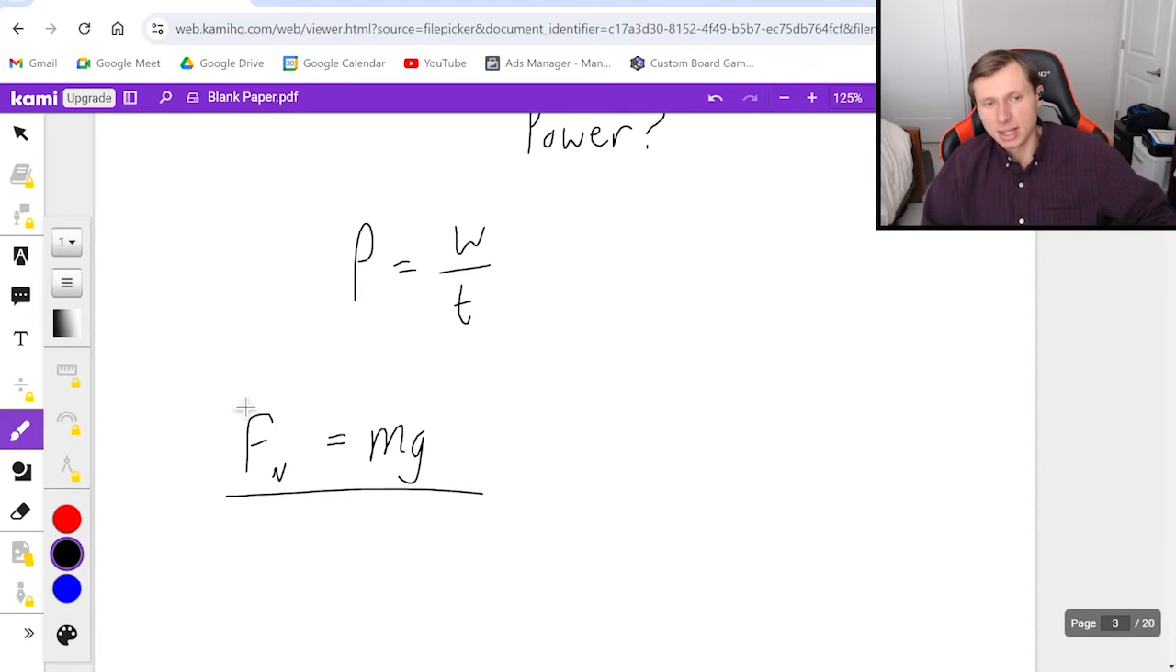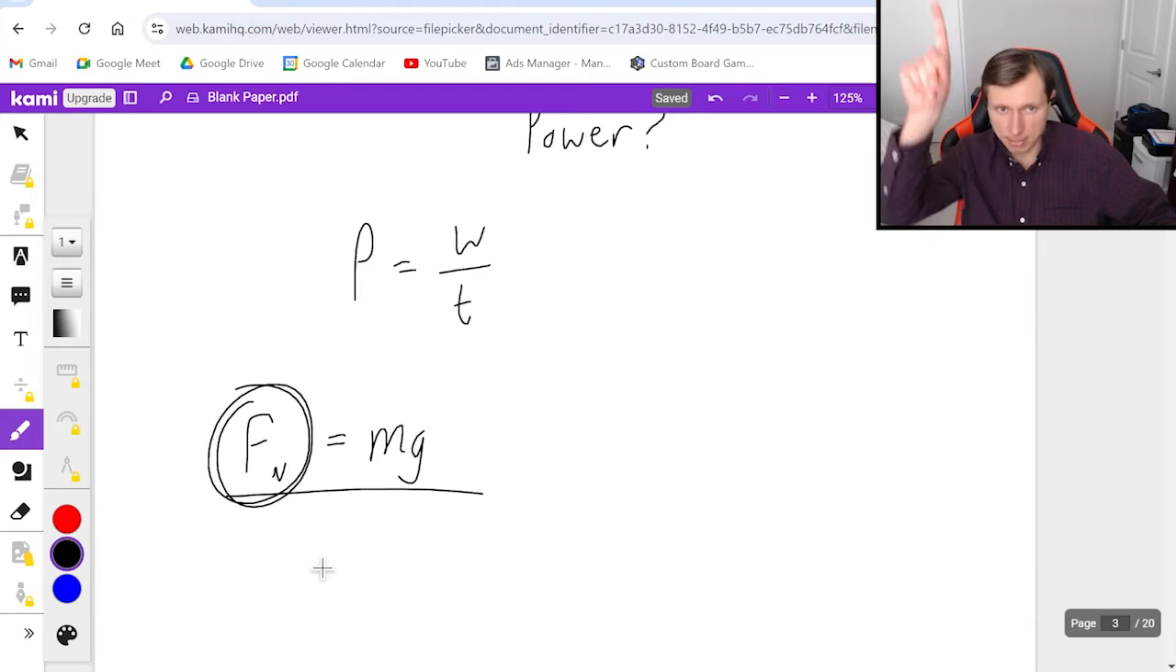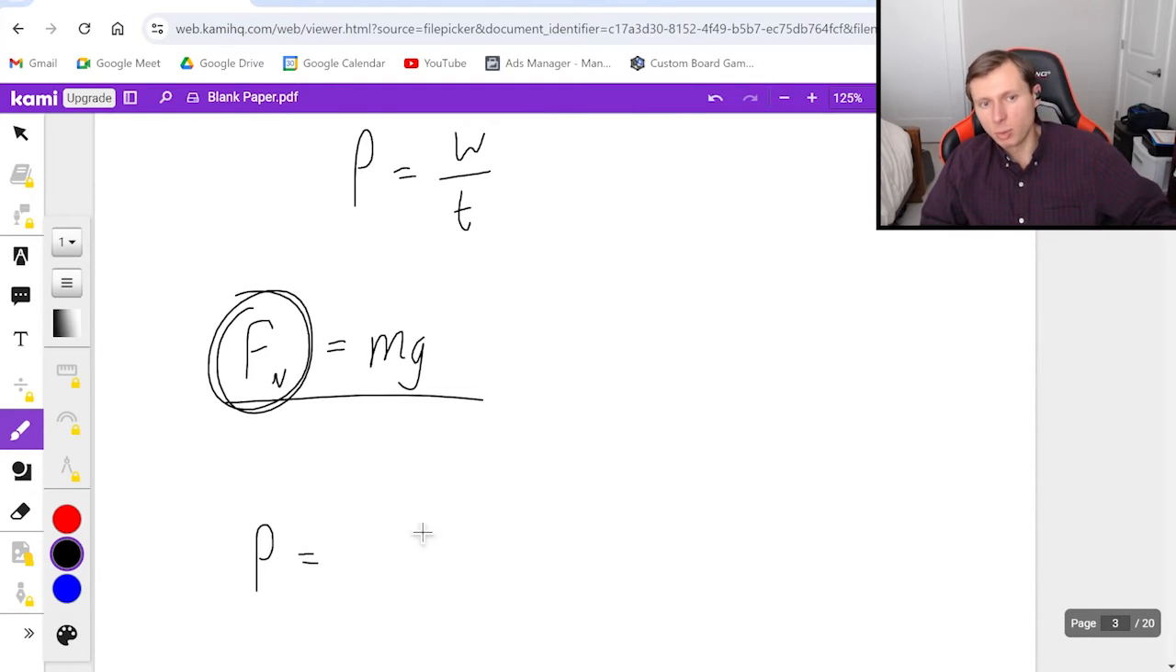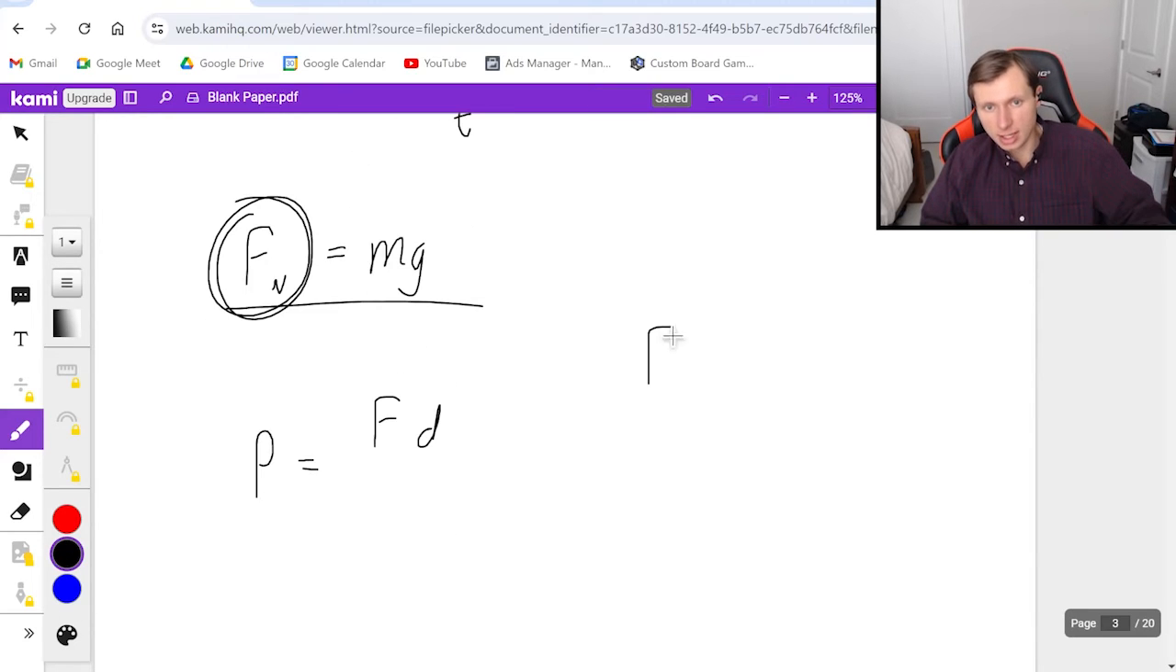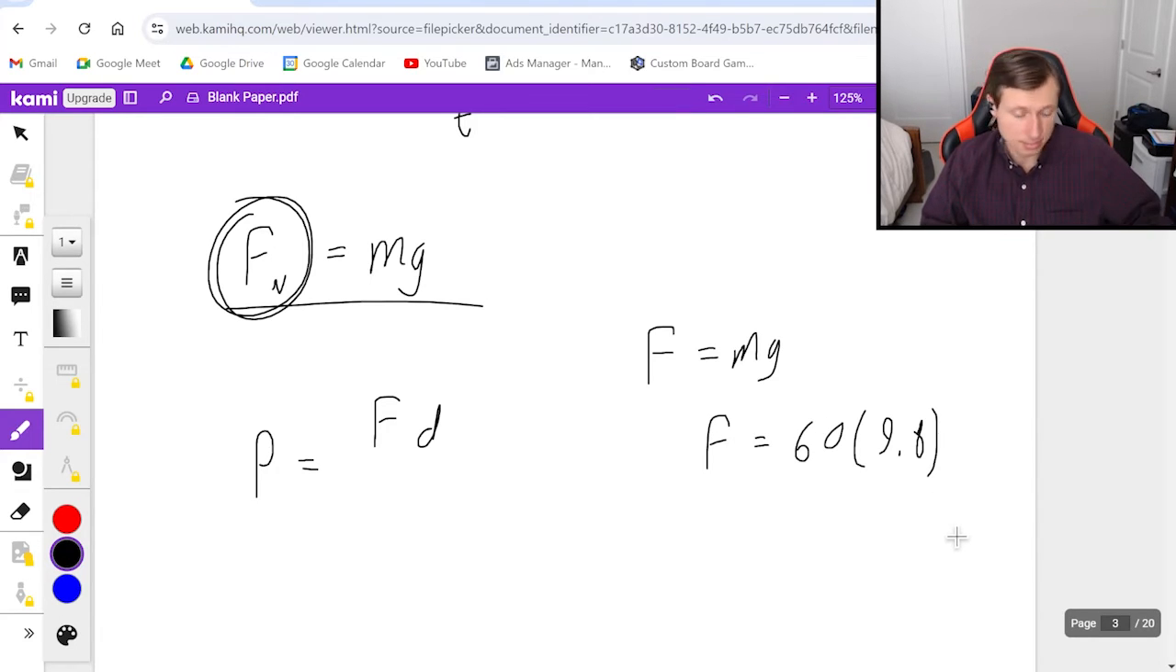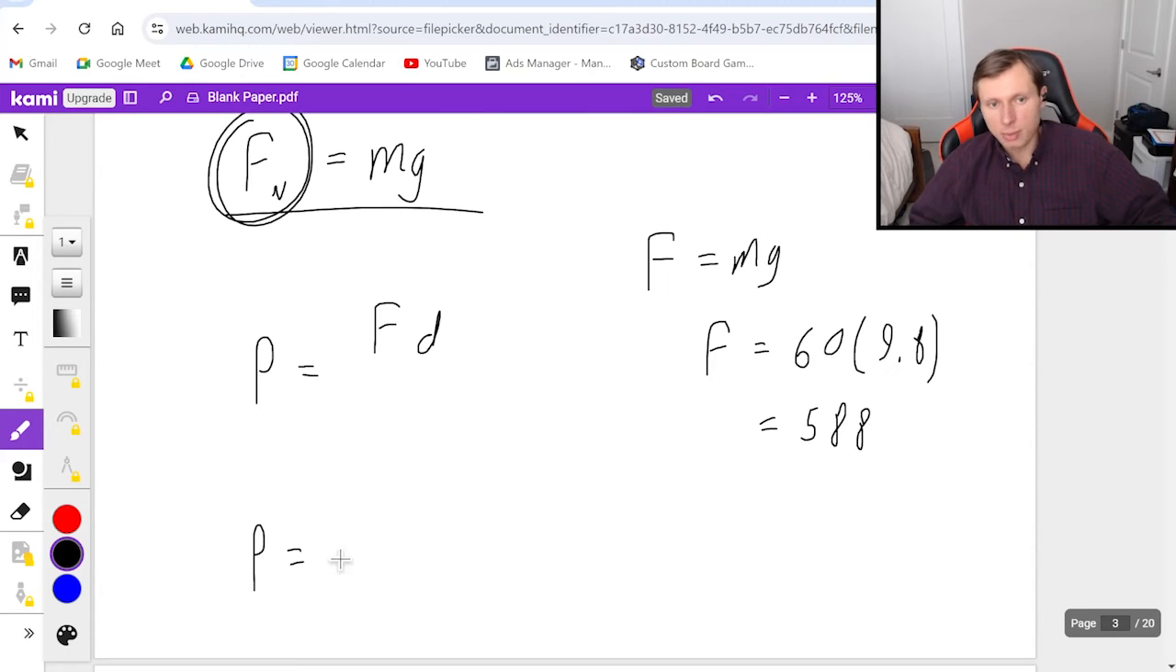And because of that, the normal force is the force we are looking at, the force going up the stairs. So then the power is going to be work. Work is force times distance. We're saying the force is mg, and I know my mass is 60 times 9.8, which gets me 588 for my force. So in other words, power equals 588 times the distance, which is the height of the stairs, 10.